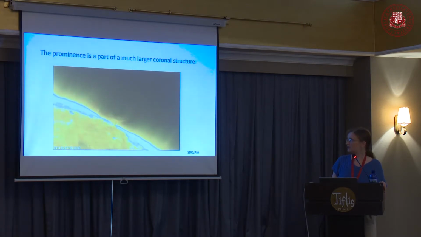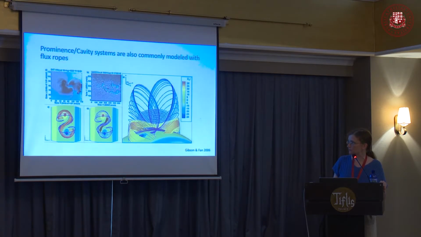Okay, so the standard magnetic field models for prominences take that basic helical structure into account. And here's just an example of a flux rope model for a prominence. The purple lines are the actual magnetic field. The sort of orangey gold is our current sheet.